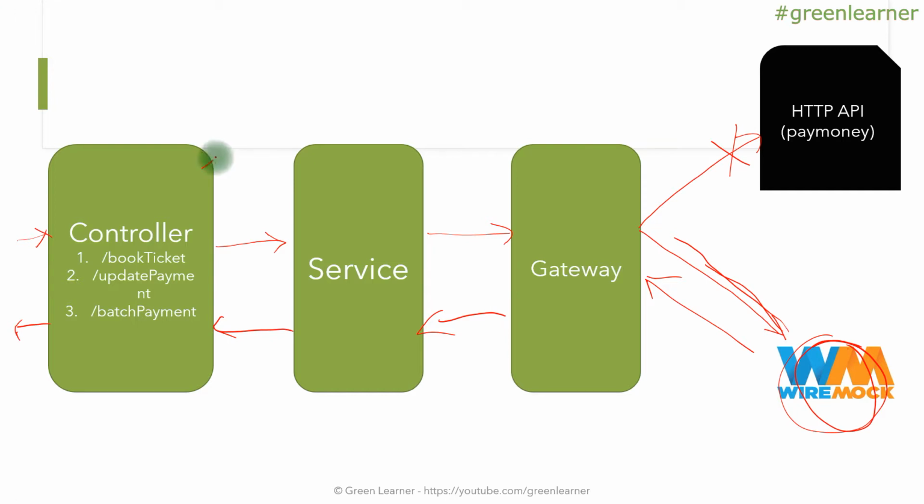So this is the controller, this is the service, and this is the gateway, which is contacting this HTTP API, right? In a real scenario, when it is running in production. But for testing, when writing unit test cases or integration test cases, it is actually doing the wiring using the WireMock server.